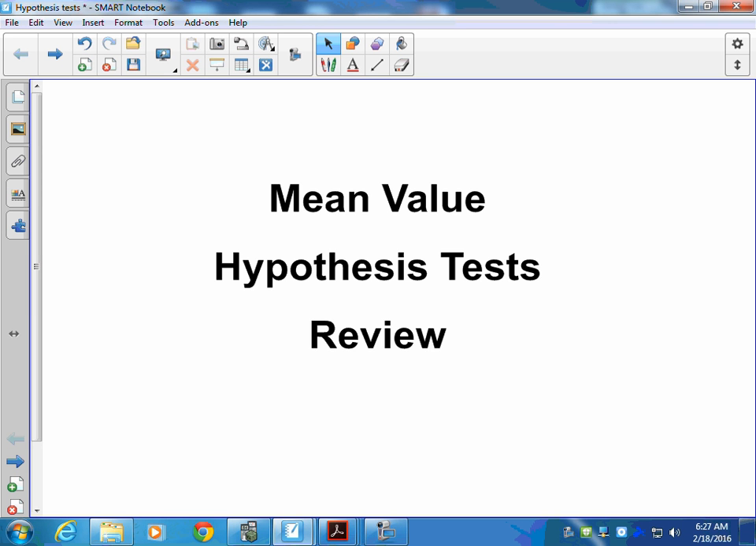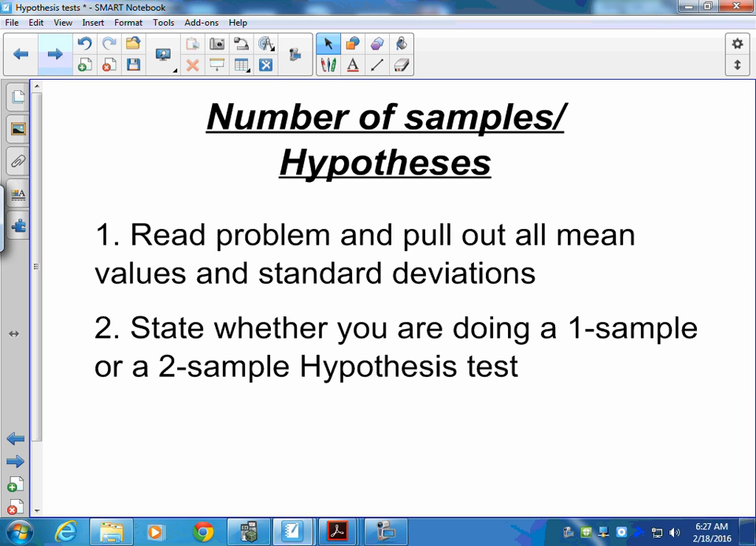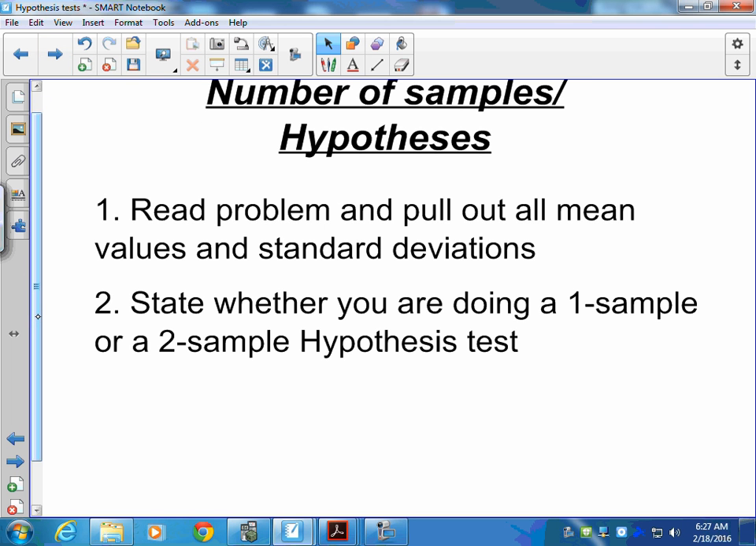on the AP exam. So now, when we're looking at the problem, we always want to pull out all of our information first. We want to know what we're looking for, what we're trying to do. And when they ask for is something significant, they'll never usually come out and say calculate a hypothesis test. But when they ask for significance, the hypothesis test is what we use to prove the significance of that situation. So you're always looking for pulling out your mean values and your standard deviations.